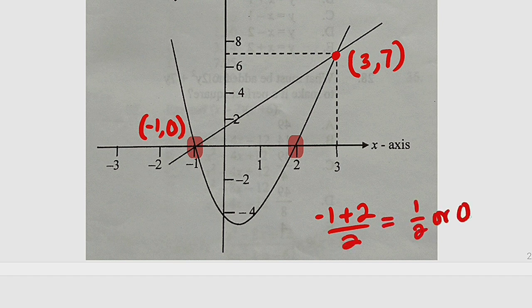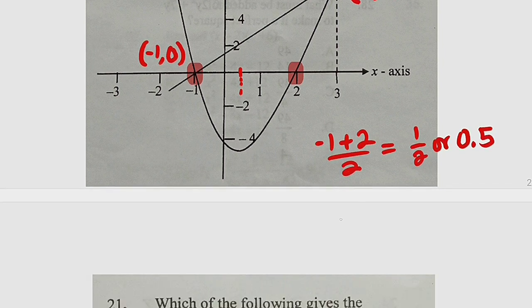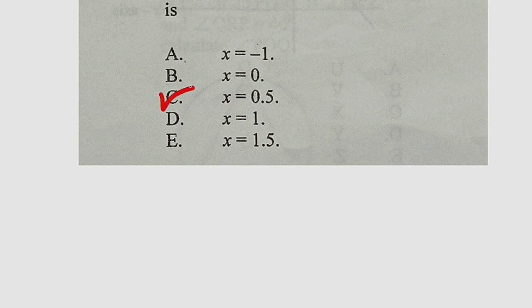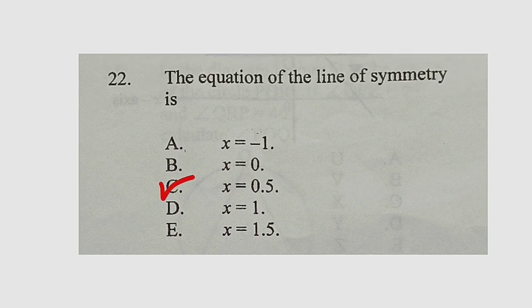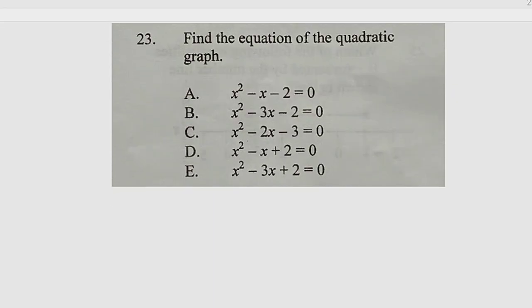So if you add them together, that is -1 plus 2, and you divide by 2, this will be 1/2 or 0.5. So 0.5 or 1/2 is somewhere here. It is the line that divides this curve into 2 equal parts and is a value of x. Therefore, we say that x is equal to 1/2 or 0.5, which is option C. Now question number 23.